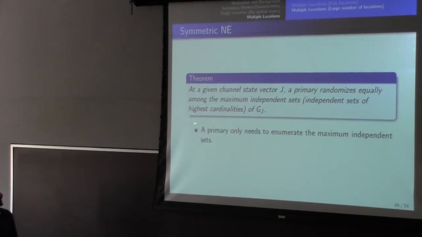Okay, but we find that at a given channel state vector J, if a primary randomizes equally among the maximum independent sets of Gj, this is an NE. I should have added another line: this is an NE strategy profile. So if the primary just randomizes equally among the maximum independent sets, then this becomes an NE. The good thing is that the primary only needs to enumerate the maximum independent sets in this setting.